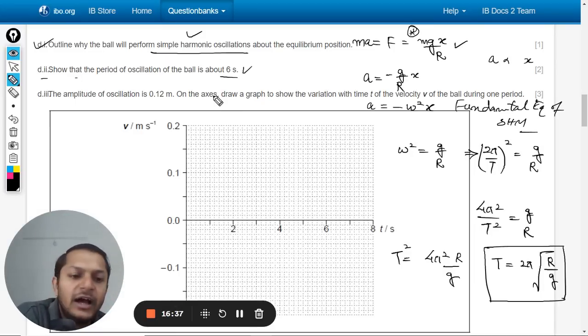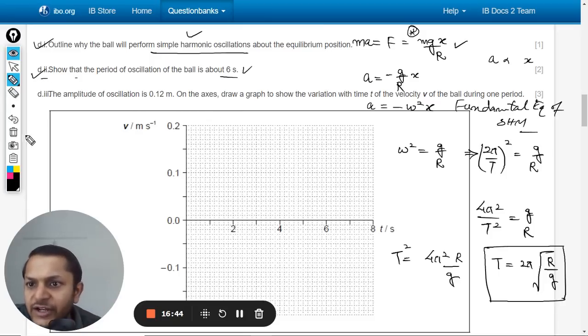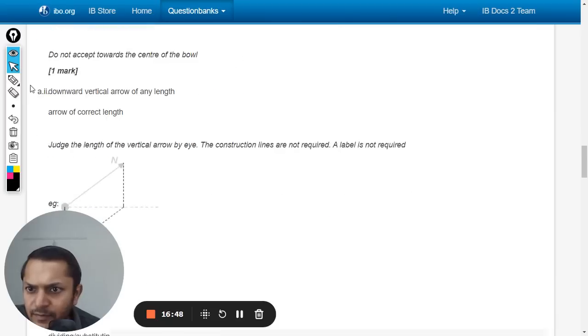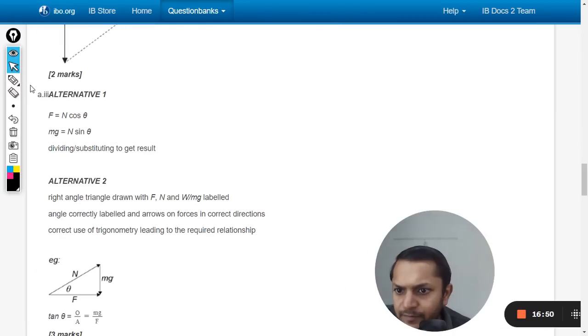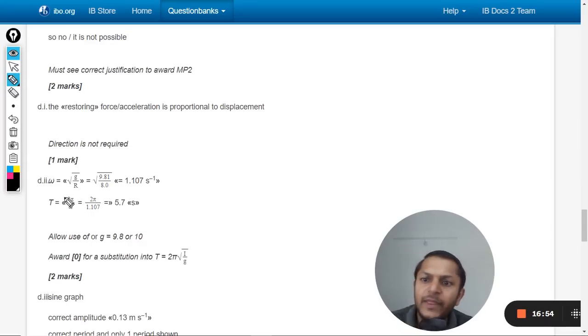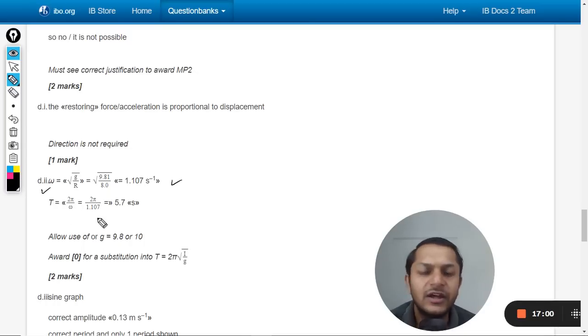I'm not going to plug the values here. We are just going to see the mark scheme to check if we are getting the same solution. Let us go for D2 and see what is happening there. Yes, clearly omega is equal to square root of g by r. So they first found the omega and then equated it with 2 pi by T and found the value. So it's exactly the same thing that I have done.